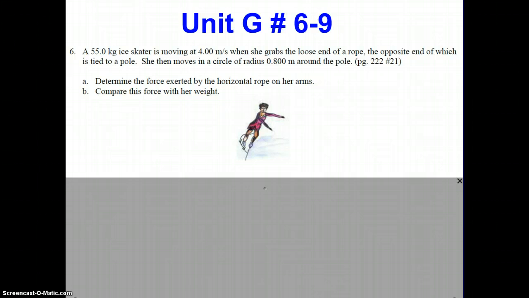Let's start with a free body diagram of the forces acting on the skater. We have a rope attached to her hands going in this direction. Obviously one of the forces is the tension in that rope, and we'll label that T. The other forces are her weight down, mg, and the normal force of the ice pushing back up on her, Fn.